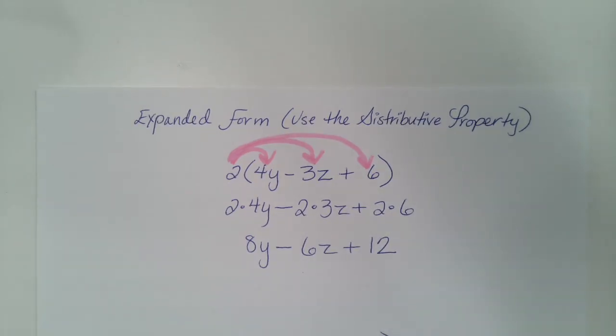This is simplest form for right now because we don't know what y represents, we don't know what z represents, and all of these are unlike terms, so we cannot combine them. They have different variable parts, and then we have a constant at the end, so we cannot combine these.